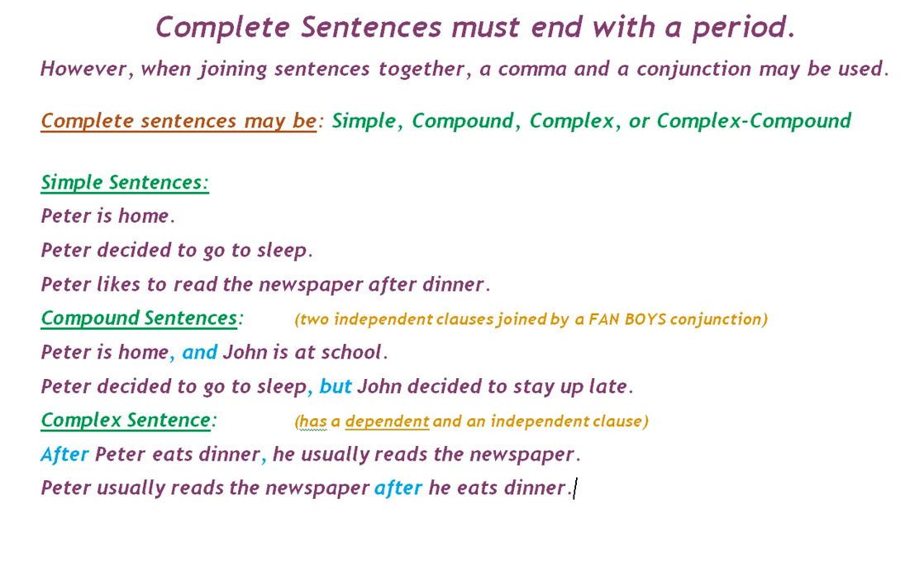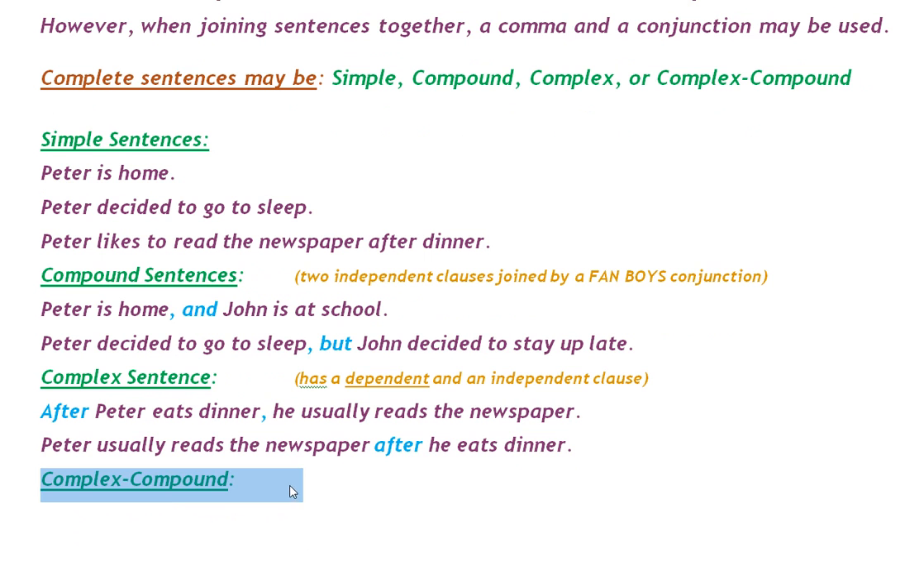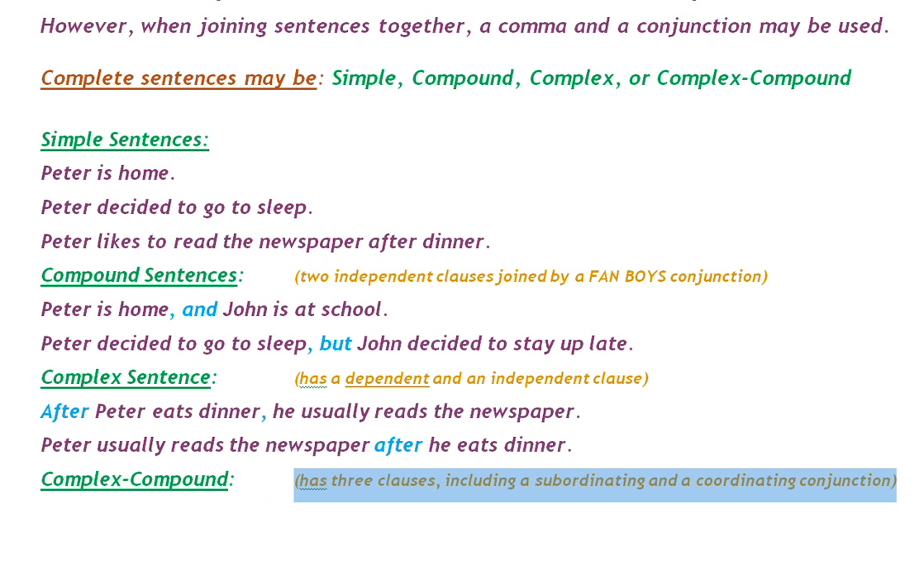All right, next. Next we have complex compound sentences. And basically this is a combination of compound and complex. So you're going to have a coordinating conjunction and a subordinating conjunction. And in a complex compound, instead of having two, you're going to have three clauses. So a complex compound sentence has three clauses and is going to have also a subordinating and a coordinating conjunction. Coordinating, subordinating. So it's going to have one of each. Let's see some examples.